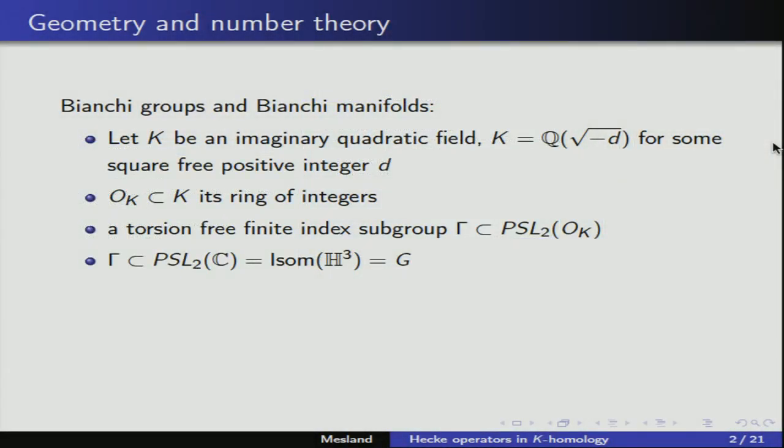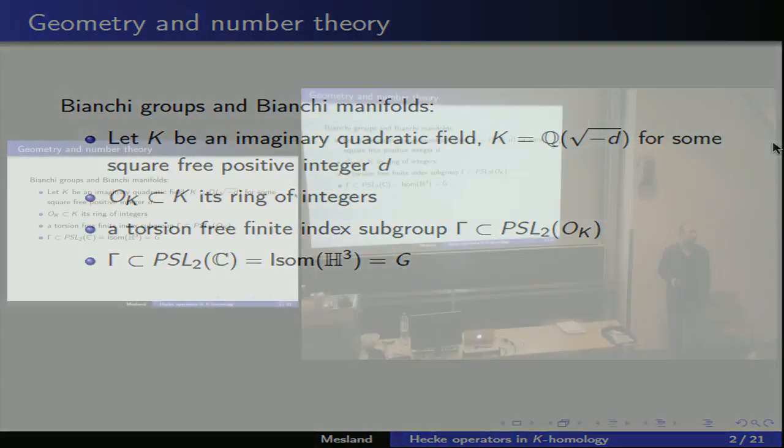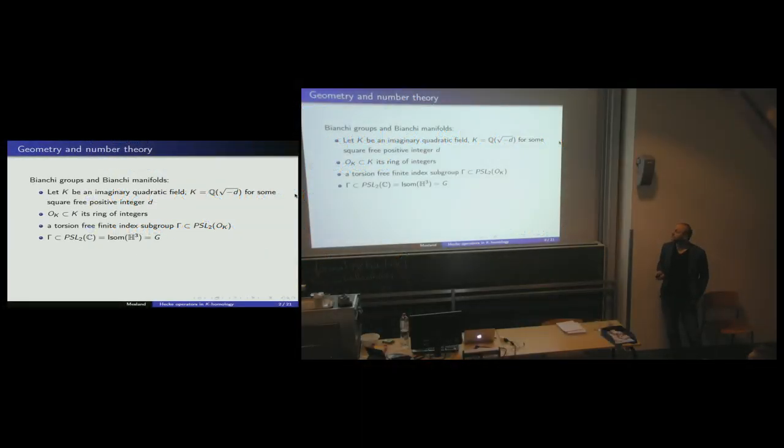Now, PSL2 of C is equal to the isometry group of hyperbolic 3-space. And for shorthand, I will always write G for this group during the entire talk. So we have G and gamma. Gamma is discrete, and G is this bigger Lie group that gamma lives in. So in particular, such a group acts on hyperbolic 3-space by isometries. And this means, because it's torsion-free, you can take a quotient and you get a nice three-dimensional manifold. In the two-dimensional setting, you get some Riemann surface.